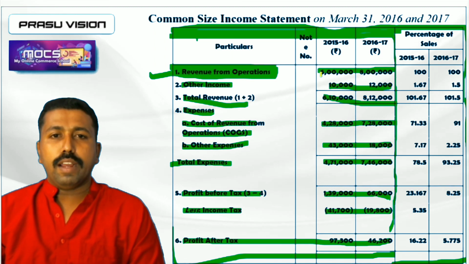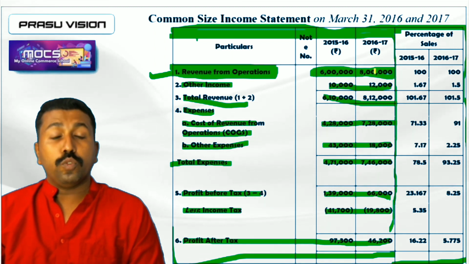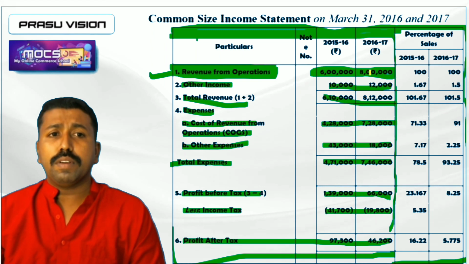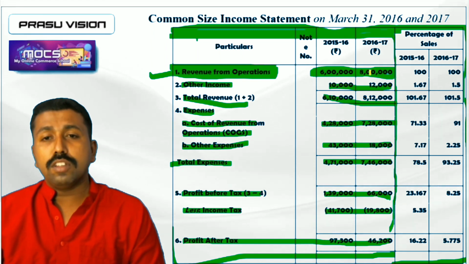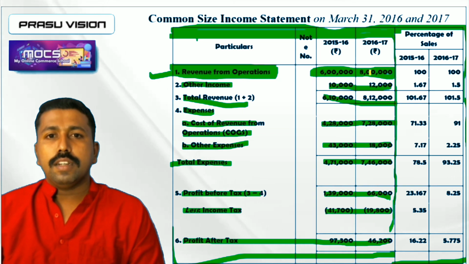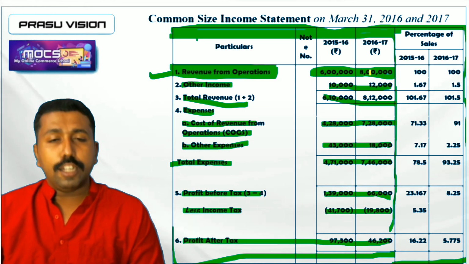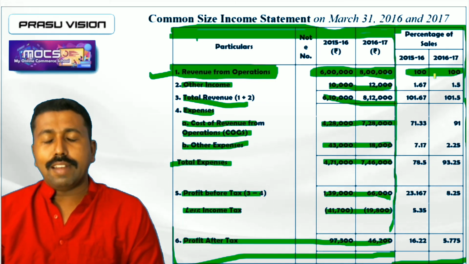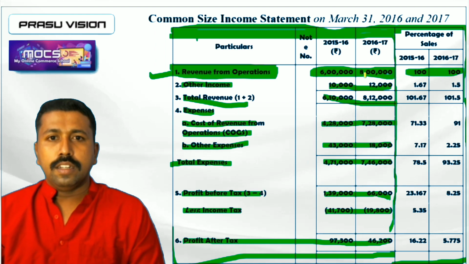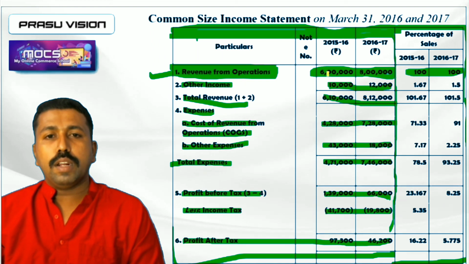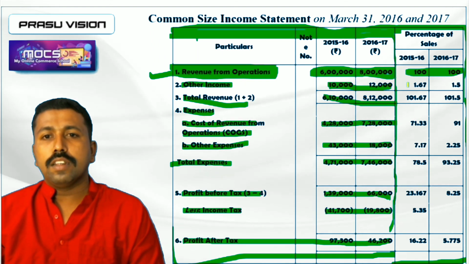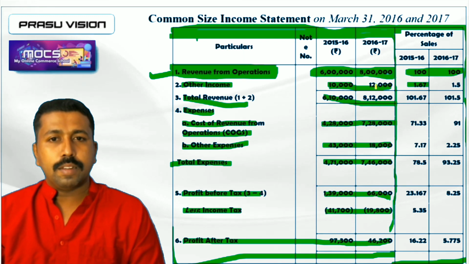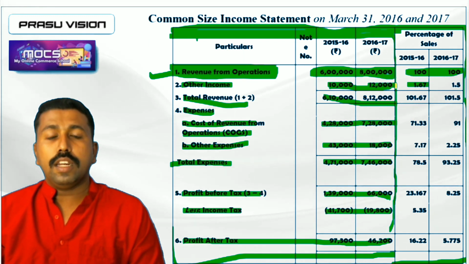Keep in mind, the values 6 lakh and 8 lakh will be taken to find out the percentage for every item. From other income to profit after tax, we are calculating the percentage by taking 6 lakh and 8 lakh in the denominator. So the first percentage is always 100. 6 lakh divided by 6 lakh into 100, 100. 8 lakh divided by 8 lakh into 100, 100. Then 10,000 divided by 6 lakh into 100, we will get 1.67 percentage. 12,000 divided by 8 lakh into 100, we will get 1.5 percentage.